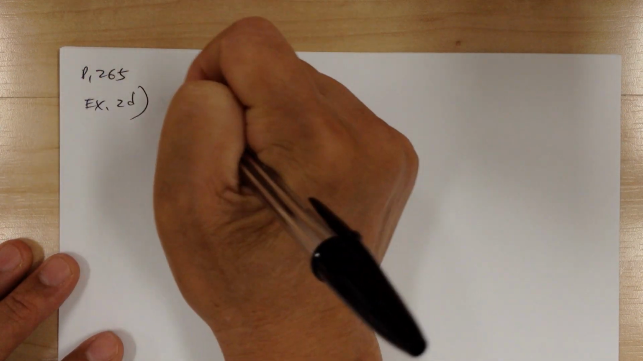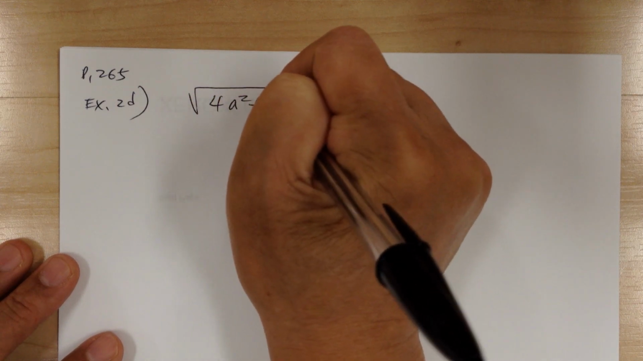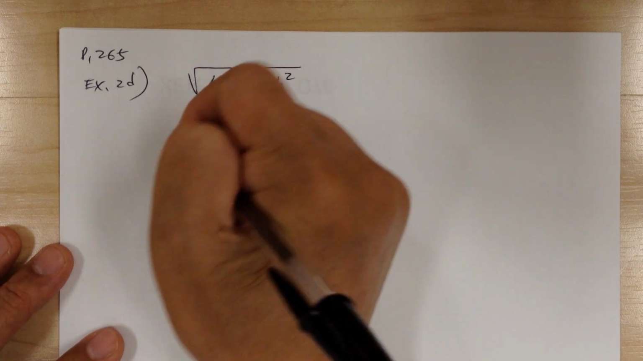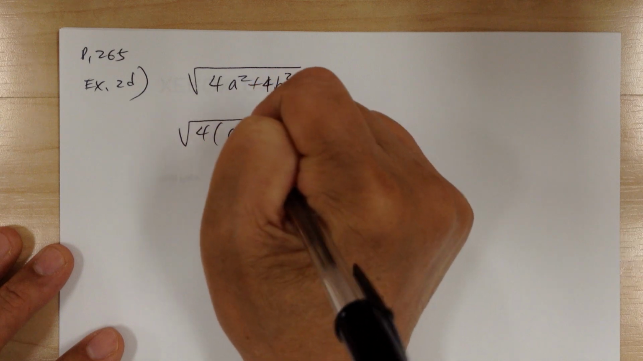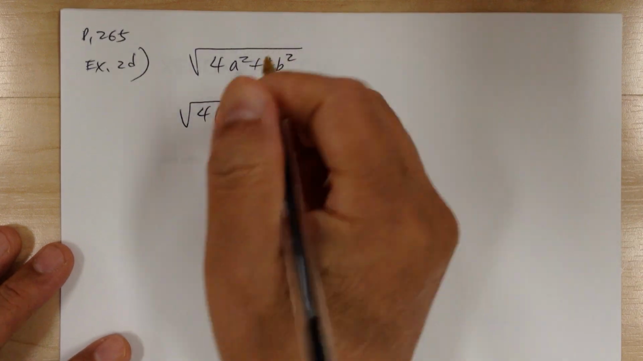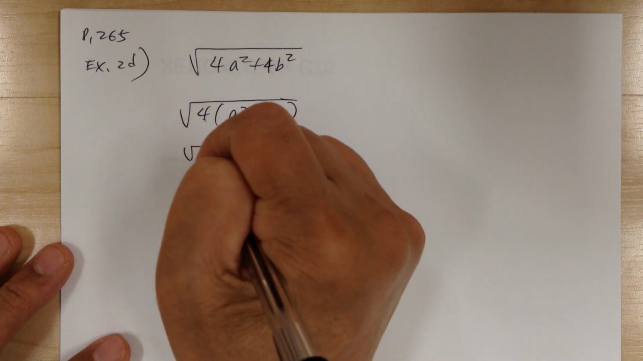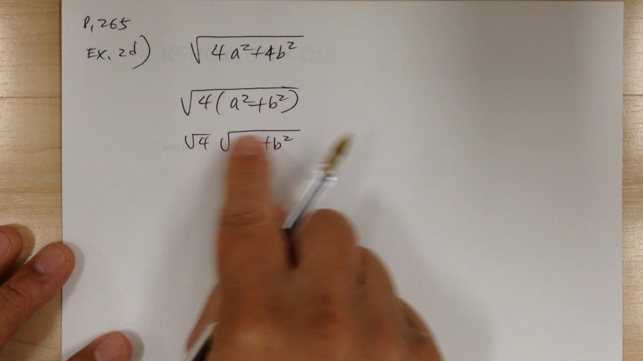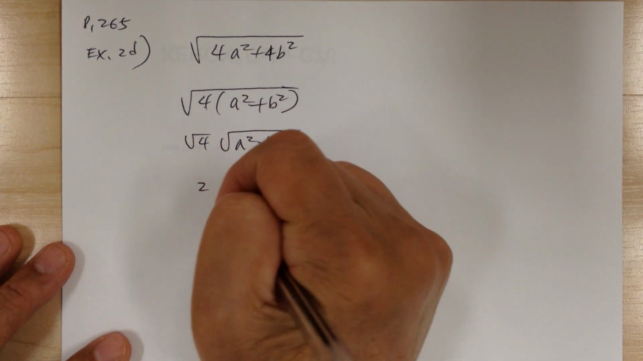Okay, example 2d. You've got the square root of 4a squared plus 4b squared. So in this case, what you can do is factor out the 4. So you've got a squared plus b squared. And then from this part, the square root of, you also can break into 2 parts, and then this will become simplified into an integer.